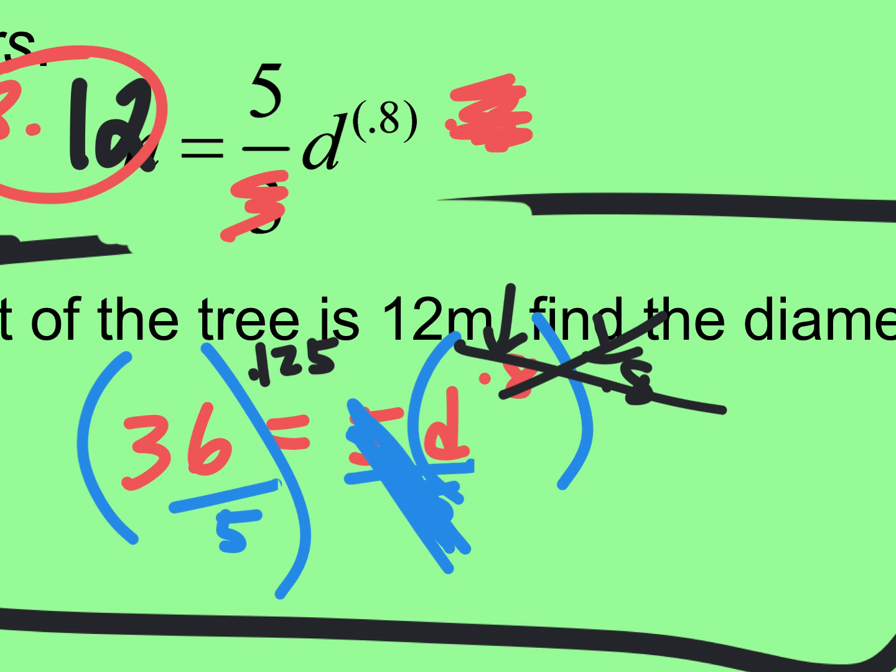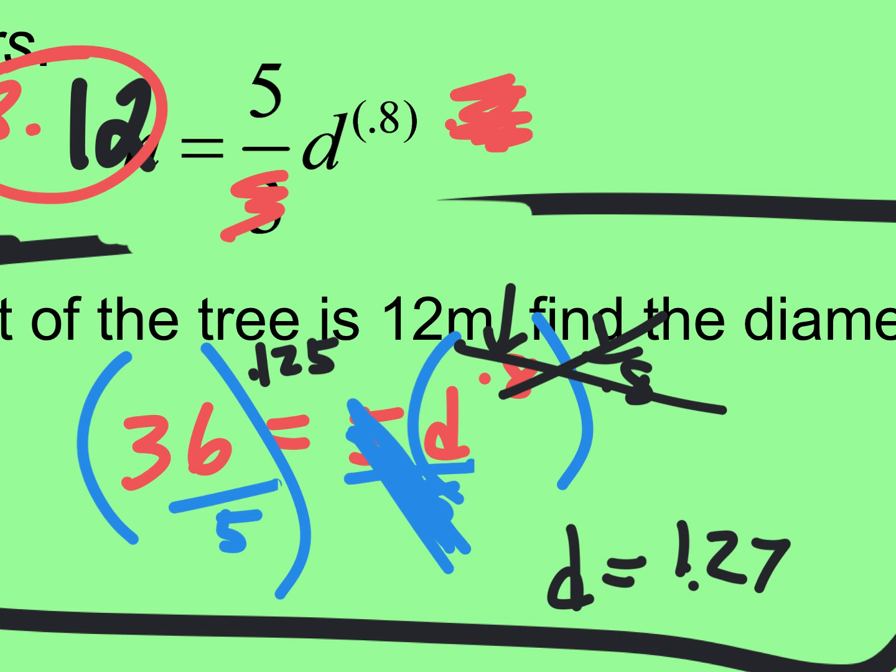what is 36 divided by 5? What is 7.2 to the power of 0.125? I got 1.27. Anybody else get the same thing? Yes? Oh, not many people got that. I'm getting nervous. Okay, let's see what I might have messed up.